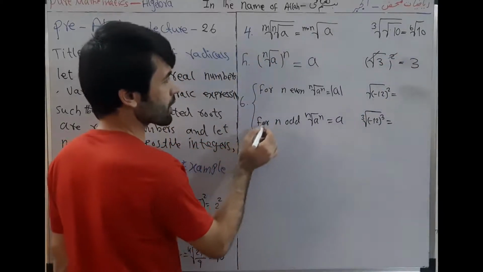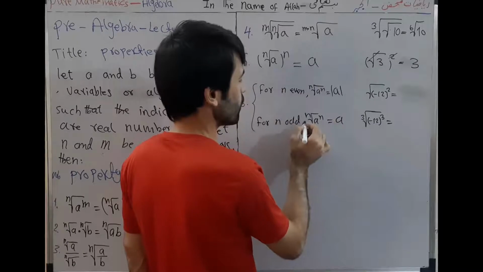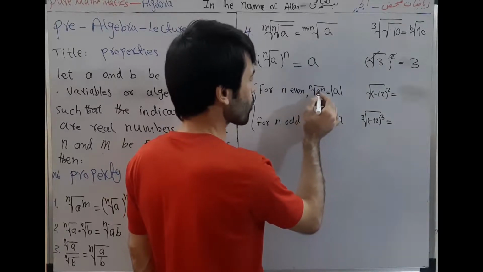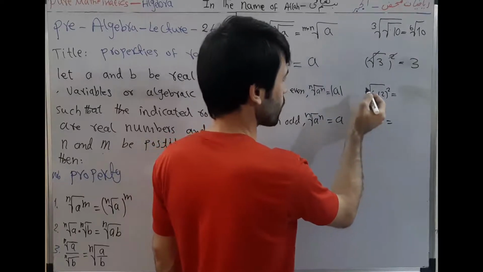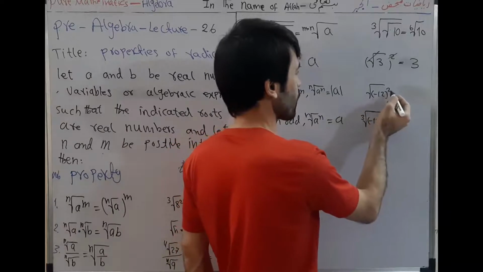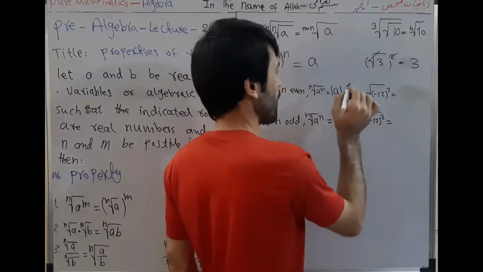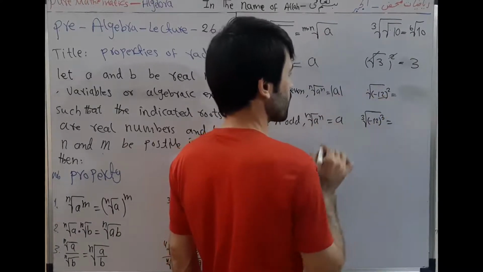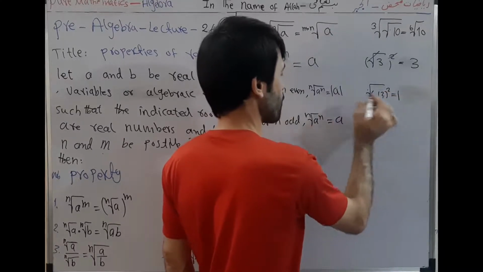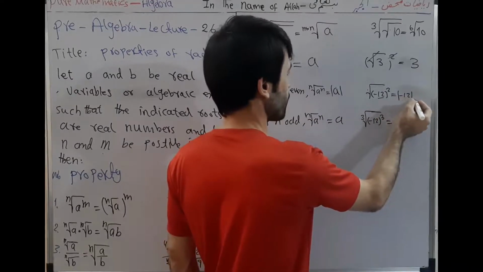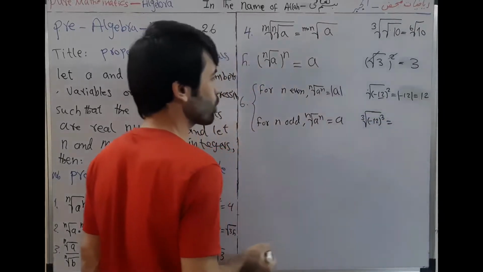Here, number 6, for an even integer n, the n root of a to the power n is equal to the absolute value of a. Like this, with the square root of minus 12, whole to the power 2. Here the index is 2, which is an even integer, and the radicand is a negative number, so we can write the modulus of minus 12, which is equal to 12.